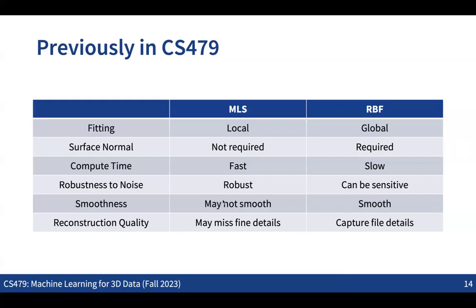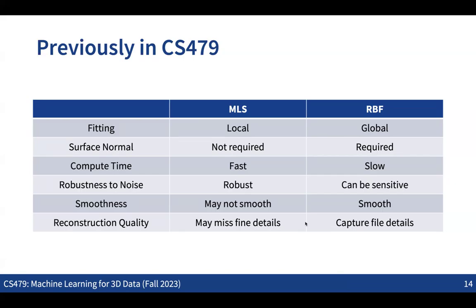And since we are using the global optimization, typically the radial basis function can better capture fine details, while the moving least squares may not be able to capture some of the fine details. But this is not an absolute thing. It all depends on how we define all the parameters and the details of the implementation. But these are some higher level ideas: what are the good and bad things for each of the techniques.